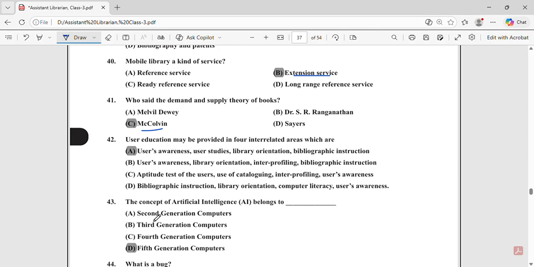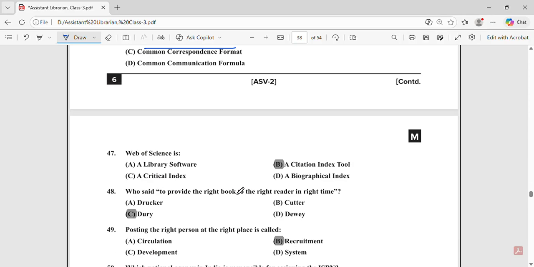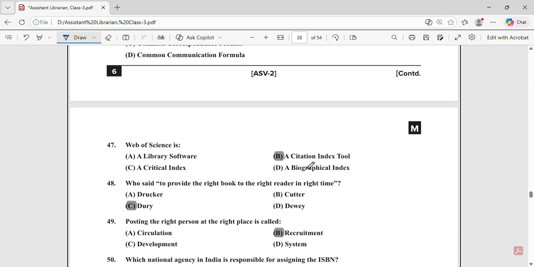User education may be provided in four related areas, which are user awareness, user studies, library orientation, bibliographic instruction. The concept of AI belongs to the fifth generation computer. What is bug? Error in a program. In which of the following is the term truncation used? Search formulation. In library context, CCF stands for Common Communication Format.